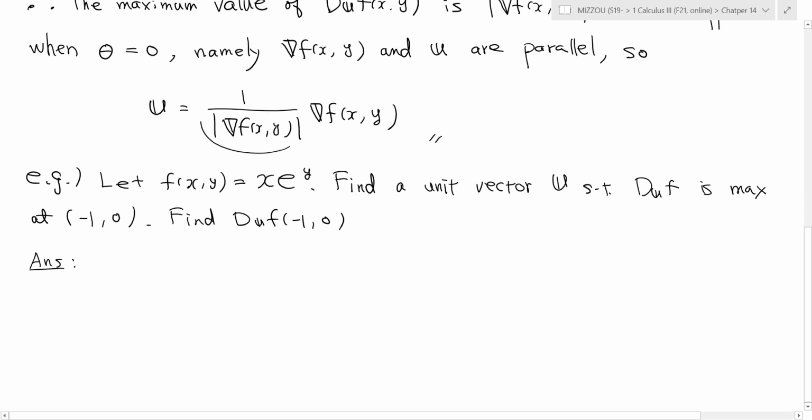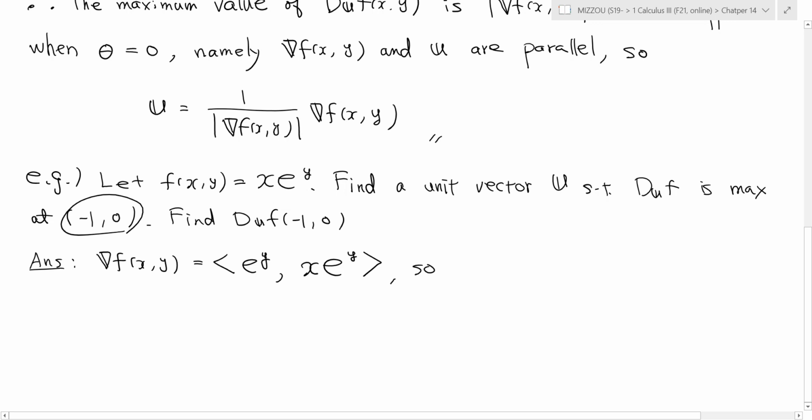So, like I said, the direction where the gradient is maximum is the same direction as the gradient itself. So therefore, we have to compute the gradient. And then you differentiate this, you get e to the power of y. And you differentiate the same thing with y, you get x e to the power of y. All right. And then that means at this point, we are looking at only x is -1, y is 0.